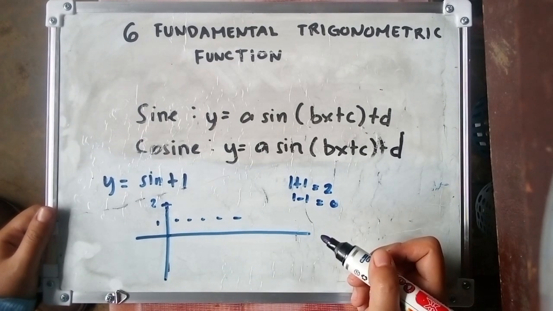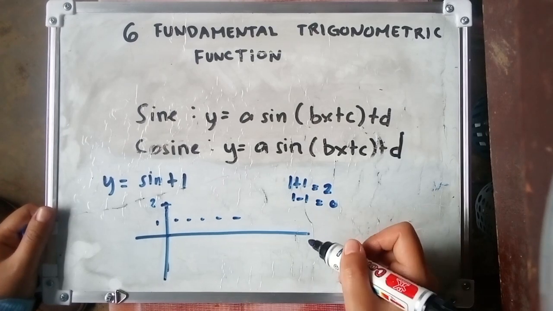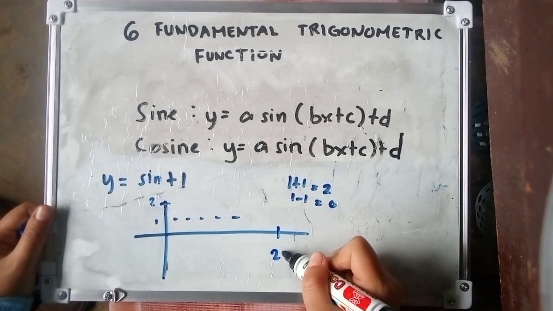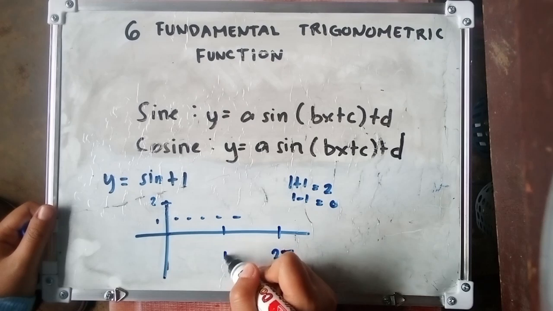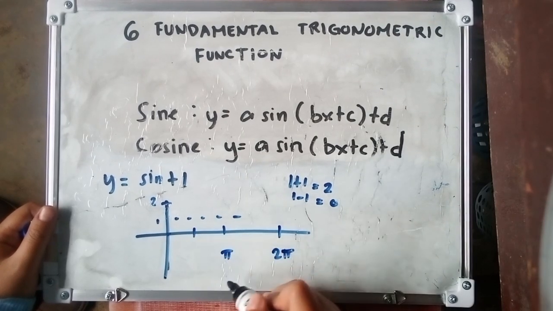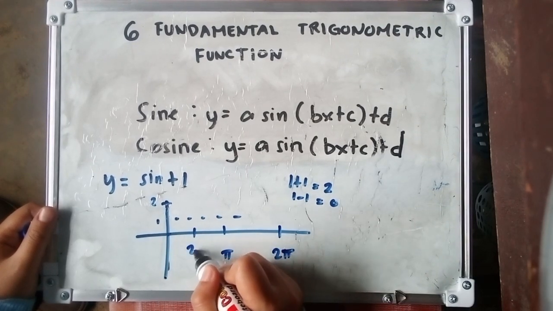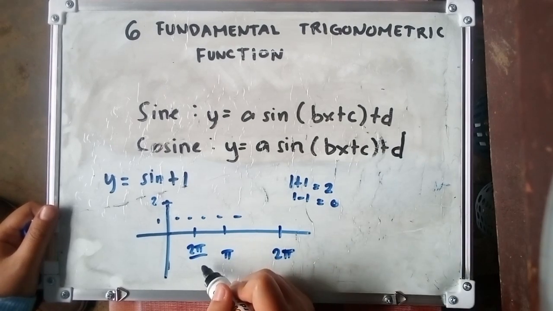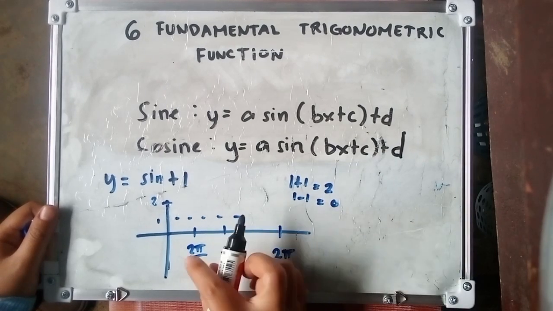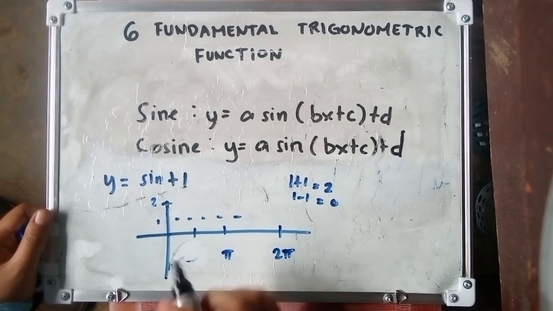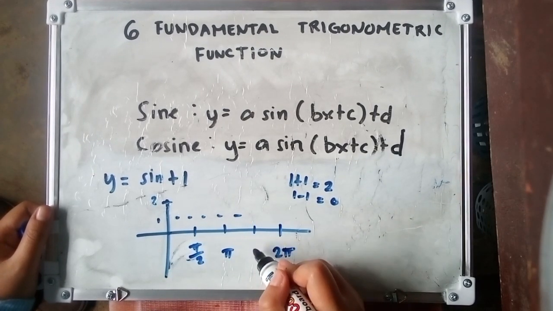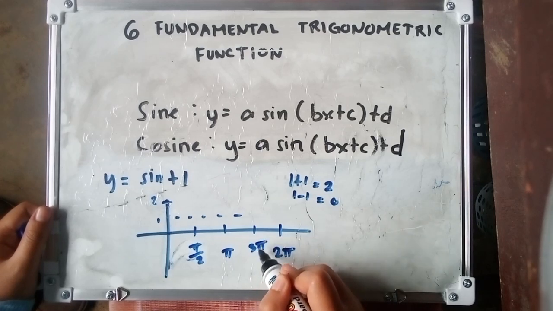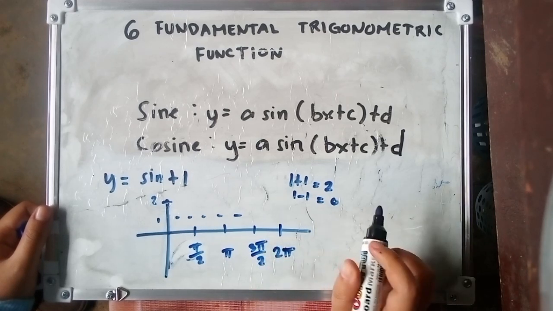The number in front of x is 1, so 2 pi over 1 is going to be 2 pi. So our period is 2 pi. So it is 2 pi, and the half of 2 pi is pi, and the half of pi is pi over 2, and then pi over 2 times 3 equals 3 pi over 2.